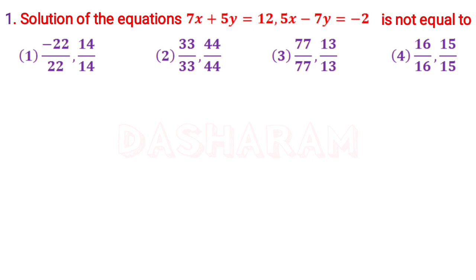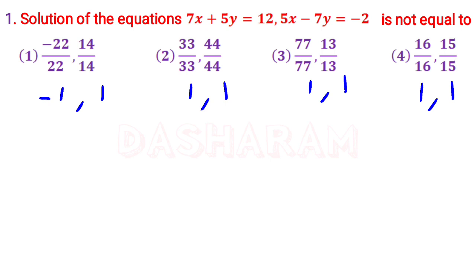First of all, let us simplify the options. Minus 22 by 22 is minus 1 and 14 by 14 is 1. So the second option: 33 by 33 is 1, 44 by 44 is 1. Third option: 77 by 77 is 1, 1. Here also 1 comma 1. So it is very clear. Last three options are same, but the first option is different. I think the first option is the answer for the question.